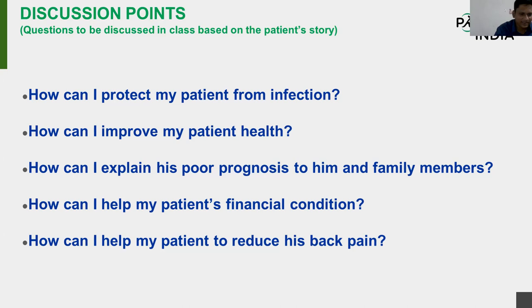Pain is all just because of the multiple skeletal metastasis. Approximately, I can say 80 to 90% of patients with CA prostate may develop metastasis. Skeletal metastasis is most common there, which means that the patient may suffer a lot in pain.